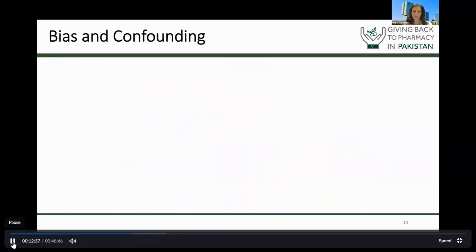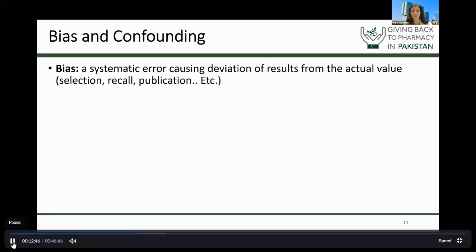Now we mentioned bias several times, and I'm not going to go again into the details. Please always go back to your textbooks and references. But generally, bias is a systematic error. It's not intentional, and it causes deviation of results from the actual value. There are different types of bias. Selection bias, like those presented, depending on your sampling design. Recall bias, when you ask a customer about their experience, they are more likely, for example, to remember negative experiences compared to their positive experiences.